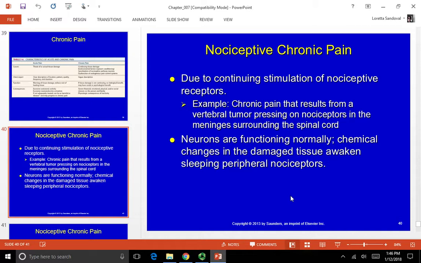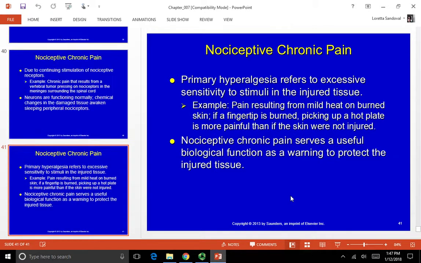Chemical changes in the damaged tissue awaken sleeping peripheral nociceptors. So in chapter 4, we talked about silent synapses and how they get activated. Silent synapses in peripheral nociceptors get activated by changes in damaged tissue. So this is nociceptive chronic pain. You might not be able to change it because you have a tumor, but it's caused by nociceptive input. You're getting stimulation of nociceptors.